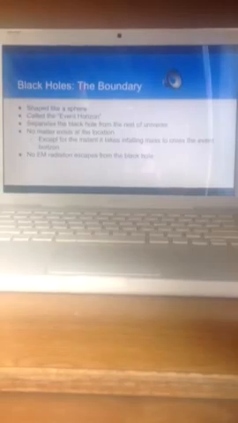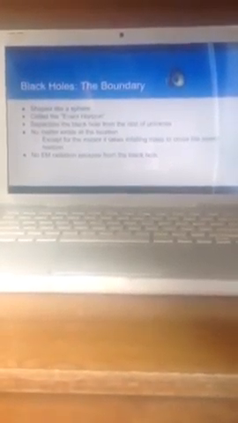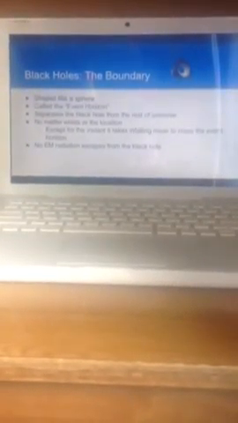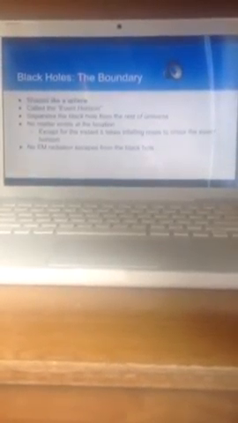Now here are the boundaries of a black hole. Again, they're shaped like a sphere, known as the event horizon. They separate the entire universe. There's no radiation that escapes the black hole, and there is no mass.